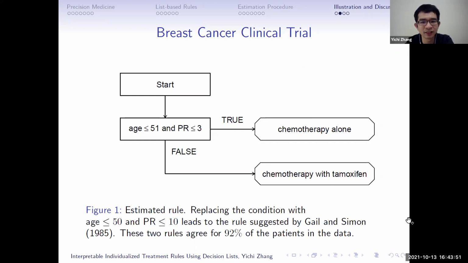And compared with the rule suggested by Dell and Simon, these two rules actually agree quite well. They agree for 92% of the patients in this study.